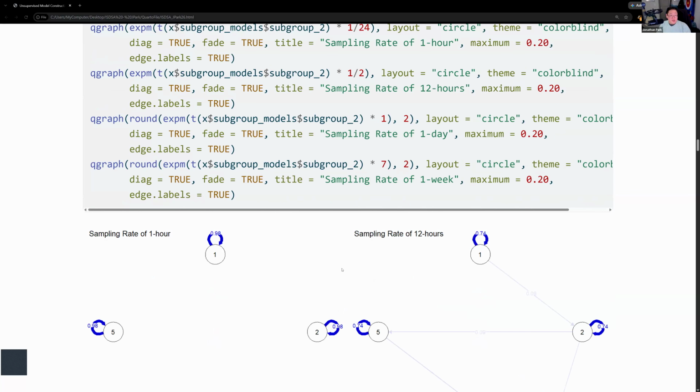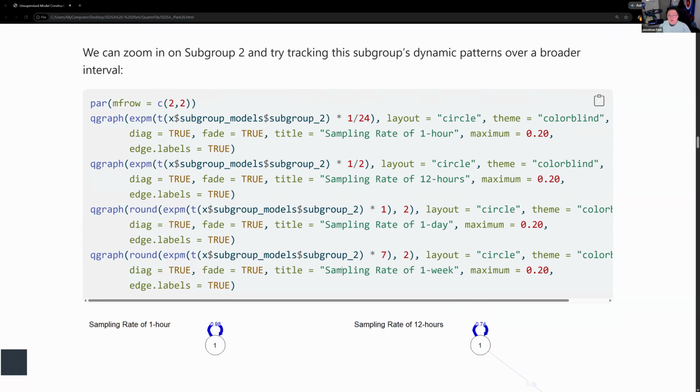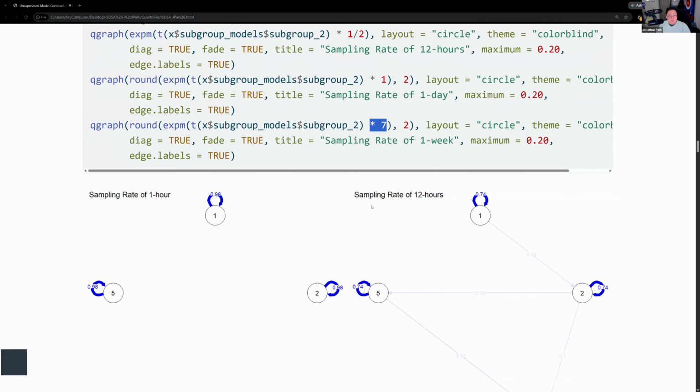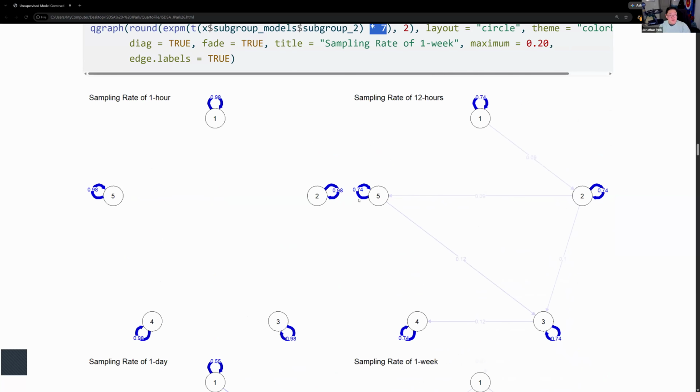Other ways that we might choose to visualize the transformation through time: in this case, I'm going to create a 2x2 table. I discretize my continuous time drift matrix by 1/24. So we might think about this as what do the effects look like after an hour? What do the effects look like every 12 hours? What do the effects look like every day? And what do the effects look like every week? So then I might get a plot that looks like this.